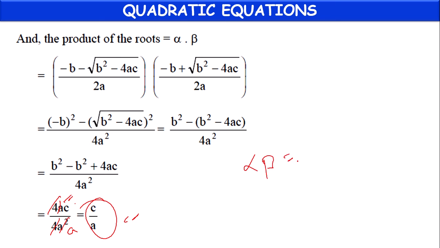So the product of the two roots of a quadratic equation, which is in the form of ax square plus bx plus c equal to 0, will be equal to c by a. Alpha into beta equals c by a, where c is the constant and a is the coefficient of the x square term.